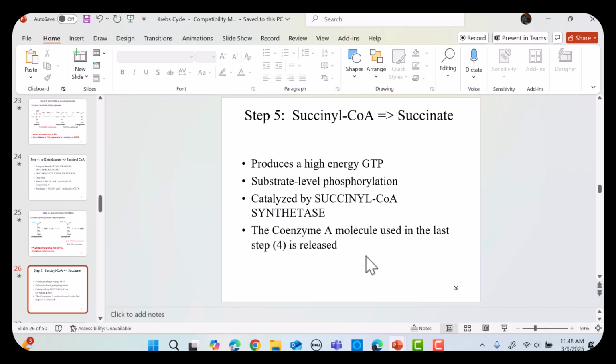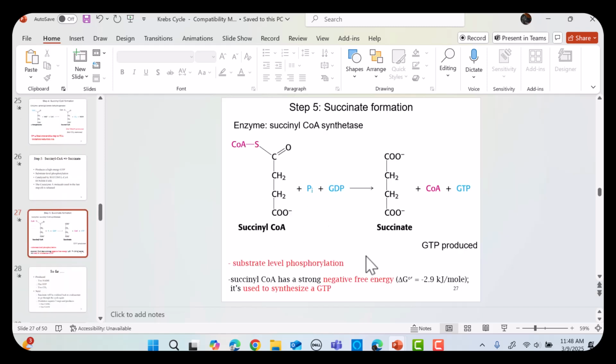Okay, so the next thing we're going to do is a substrate level phosphorylation. We're going to put a phosphate on something. It turns out we're going to put it on a GDP. We're going to convert our succinyl-CoA to succinate. We're going to take that CoA off. So we have succinyl-CoA. We're going to take that.